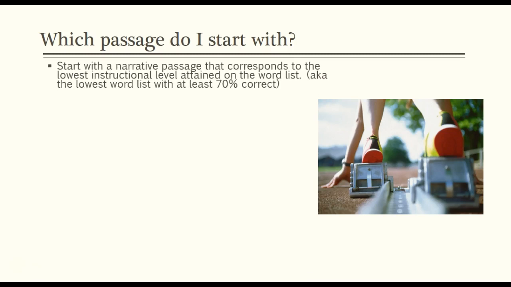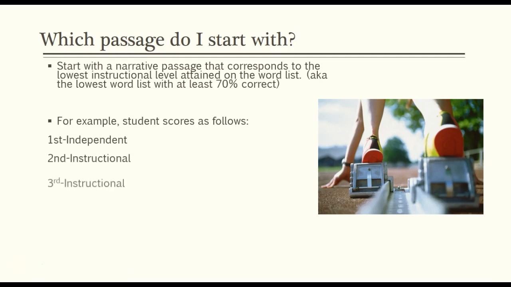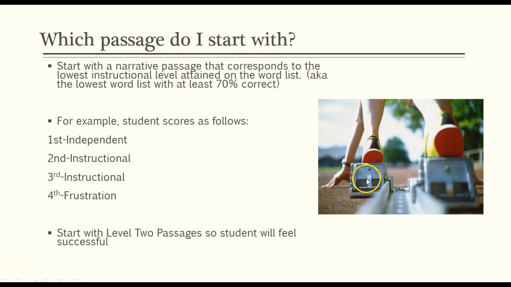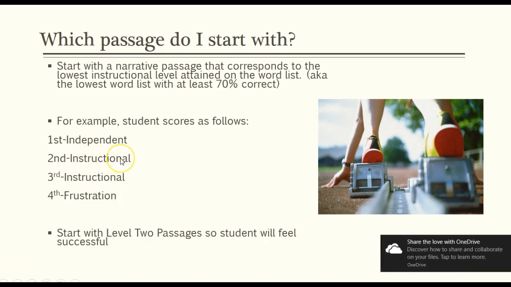So which passage do I start with? You start with the narrative passage that corresponds to the lowest instructional level attained on the word list. So the lowest word list with at least 70% correct. So if the student scores independent at 1st grade, instructional at 2nd grade, instructional at 3rd grade, and frustration at 4th, you want to start with the level 2 passage so that they feel more successful. So even though they had instructional on 3rd, you want to start with the lowest instructional level, just so that they feel successful.